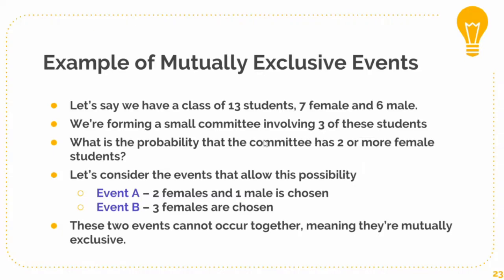So let's consider the events that allow this possibility to occur. Event A, which is 2 females, 1 male is chosen, and event B, which is 3 females are chosen. So these are the 2 events that satisfy this question here. These 2 events cannot occur together, meaning they're mutually exclusive. They both can't occur together. Either one has to happen.